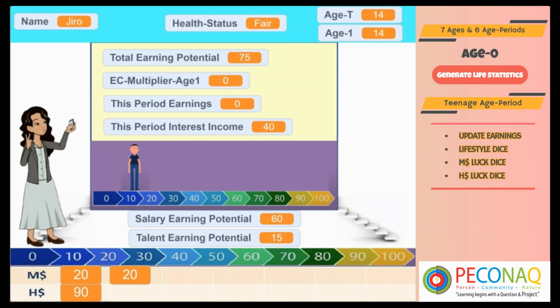Based on 5% interest rate, the compound interest income from the money in my bank account in this period is 40 points. Thus, the updated balance in my bank account is 60 points.